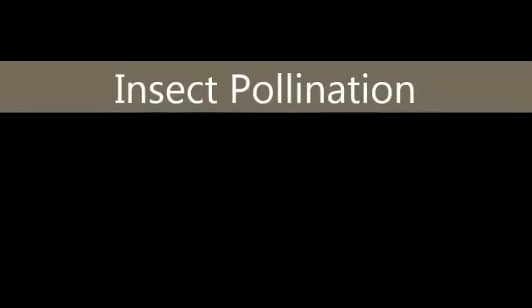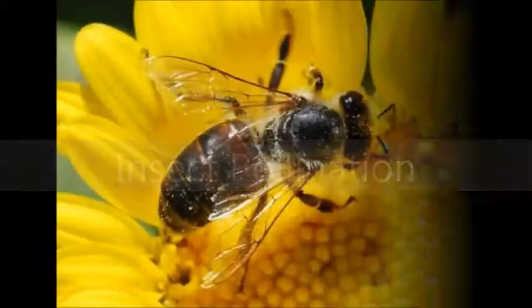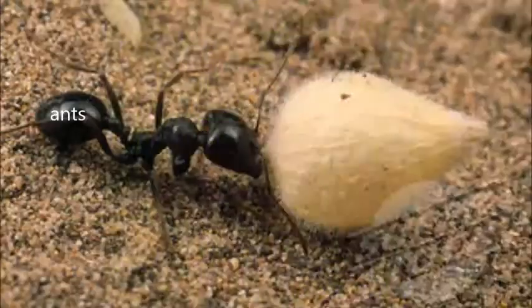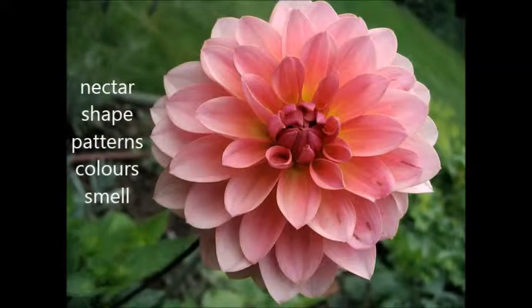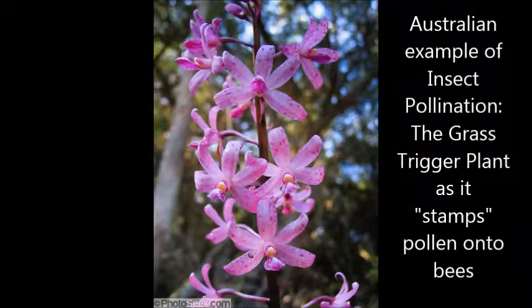Insect pollination. Insect pollination is when the pollen or spores are distributed by insects: bees, butterflies, moths, wasps, flies, ants, and beetles. Insect-pollinated flora are much more appealing to insects from their nectar, shape, patterns, color, and smell. The Australian grass trigger plant is triggered to stamp pollen onto any insect such as the bee so that it can be transported to another flower to pick it up.